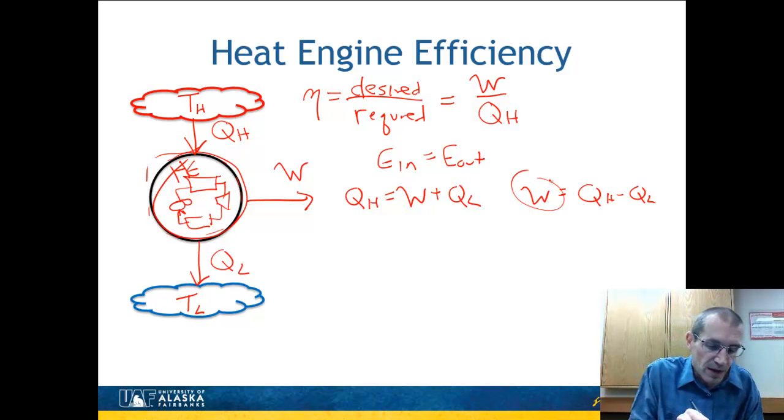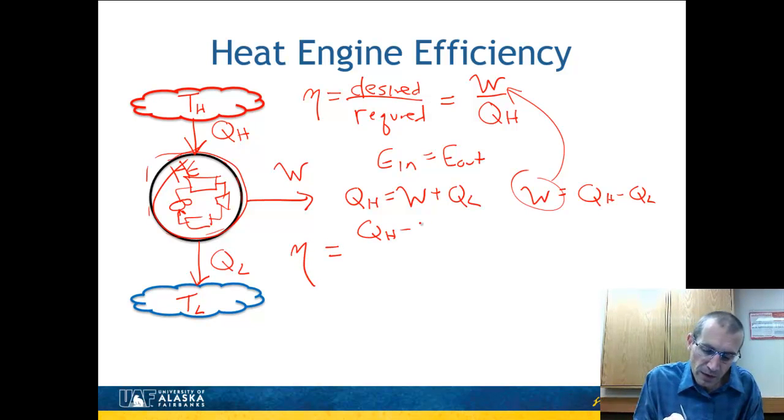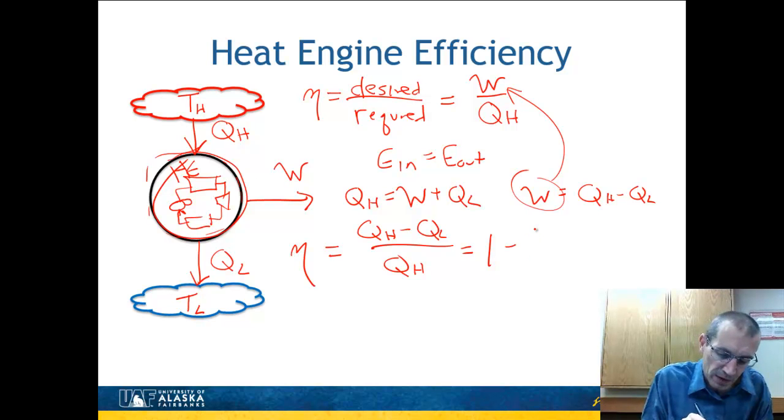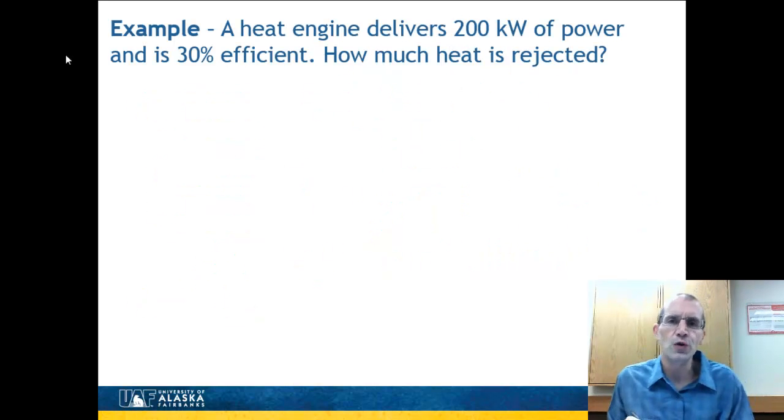Now I'm going to put this into my efficiency equation. And so my efficiency now is going to become QH minus QL all over QH. Or I could rearrange this and just make this 1 minus QL over QH. And so there's the definition of efficiency for a heat engine, so I'm going to put a little HE down there. In terms of just the heat loads, QH and QL, or I can also write it in terms of the work that it's generating.